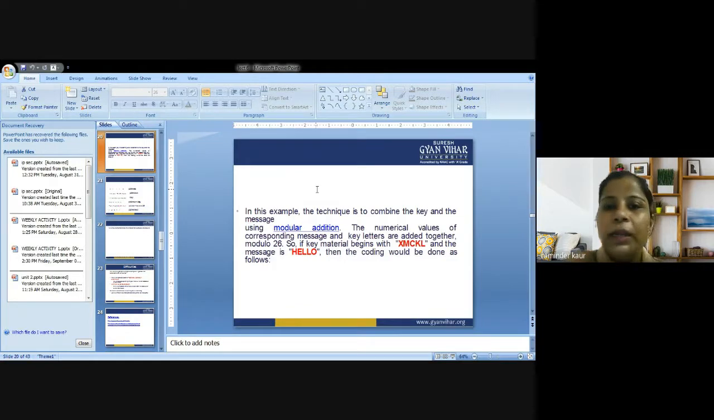So it could be done with the help of modulo addition. That is, the technique is used to combine the key and the message, and using modulo addition, the numeric values of the corresponding message and key letters are added together, modulo 26. So if the key material begins with XMCKL and the message is hello, then the coding would be done as follows.